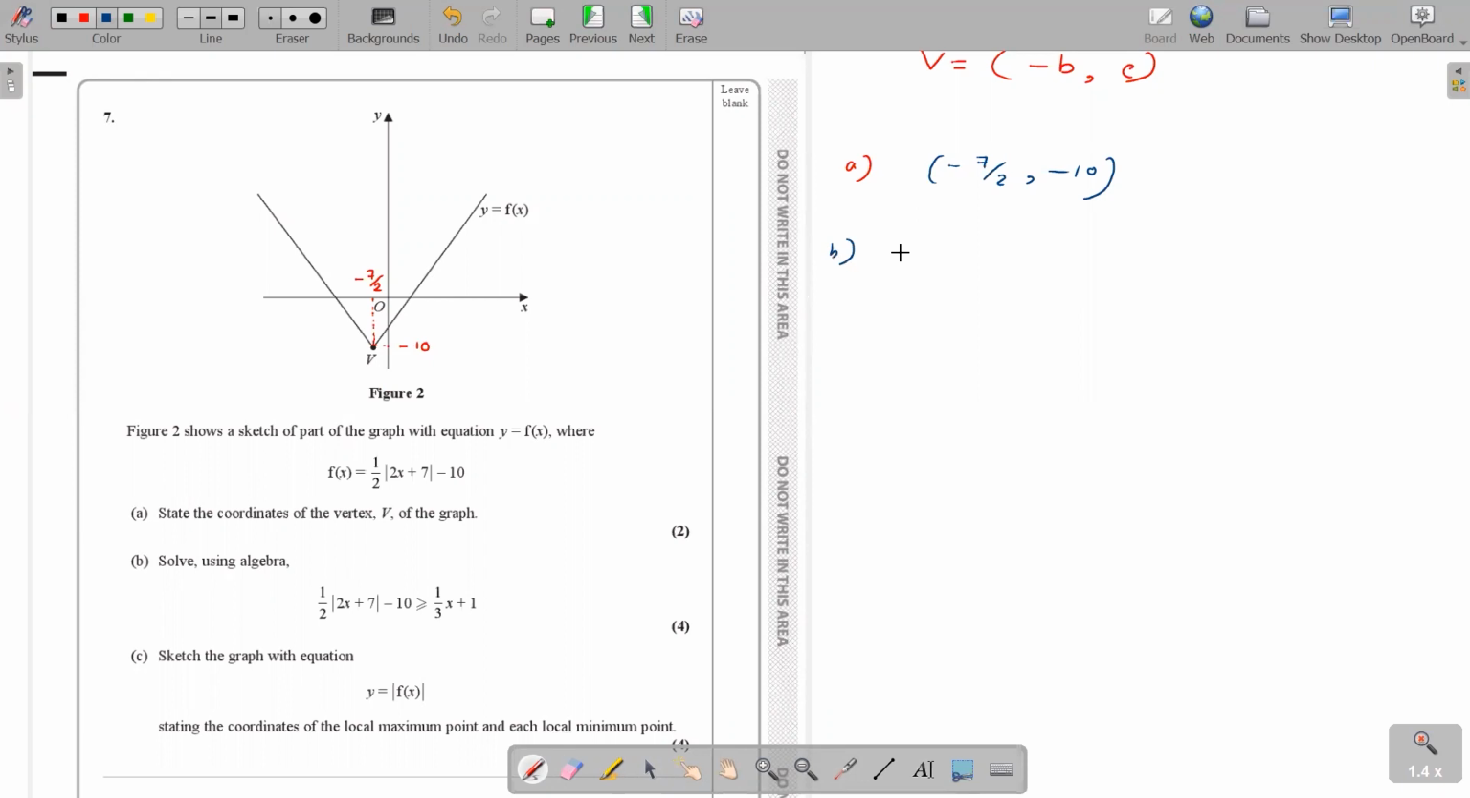It's 4 marks. So I get here y equals half, first taking the positive part of the modulus, half times 2x plus 7, minus 10. What do we get here? Half into 2x is, what do we get? x. Half into 7 is 7 over 2, minus 10. Can I have the simplified answer for y? 7 over 2 minus 10 is?